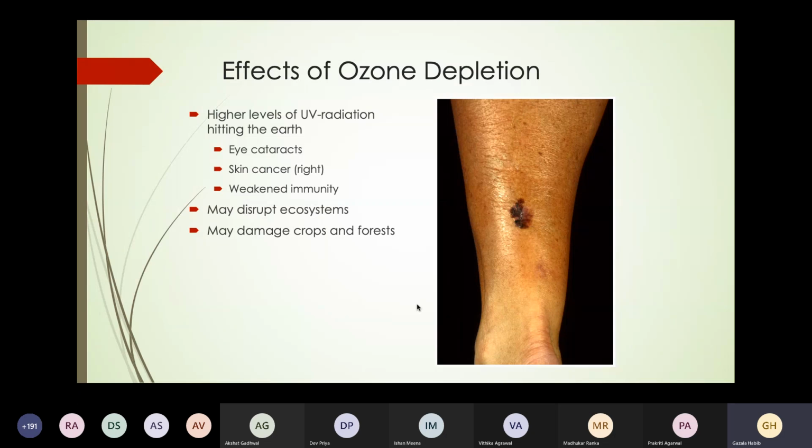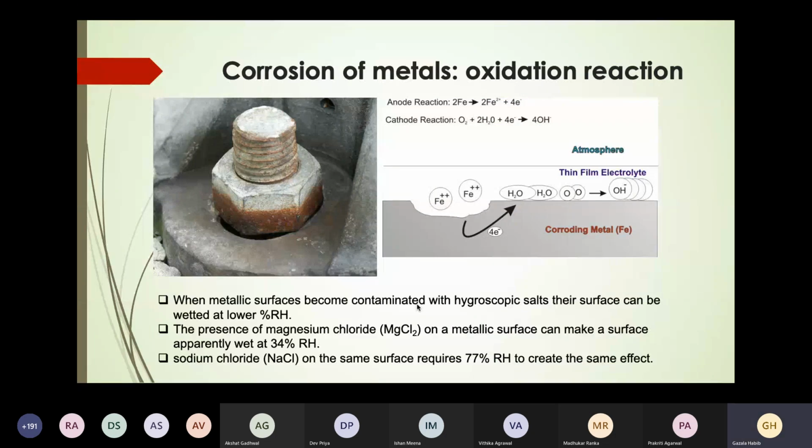Then ozone: we know that depletion of ozone in the stratosphere is causing skin cancer, which we have discussed. The other effect of this oxidation reaction in the atmosphere is corrosion of metals. So what happens if iron is present in the atmosphere in any form, then oxidation of iron takes place in the atmosphere.